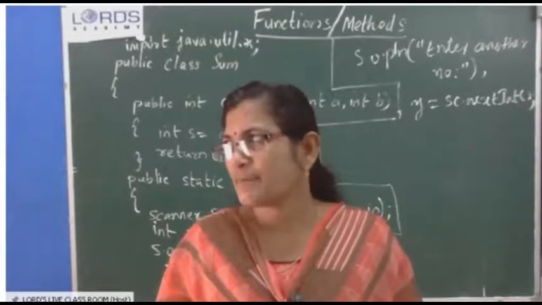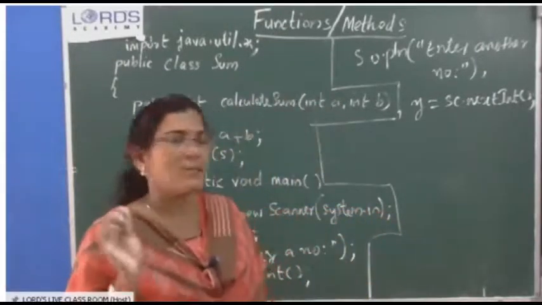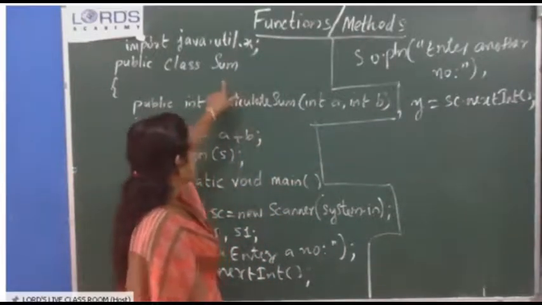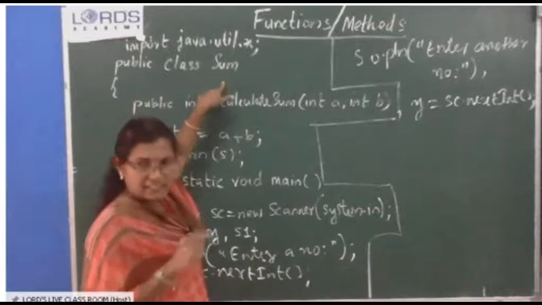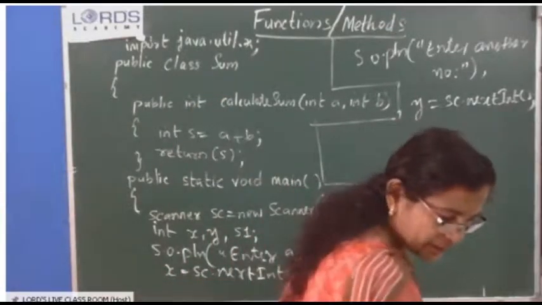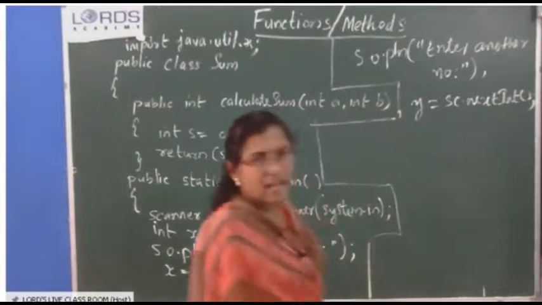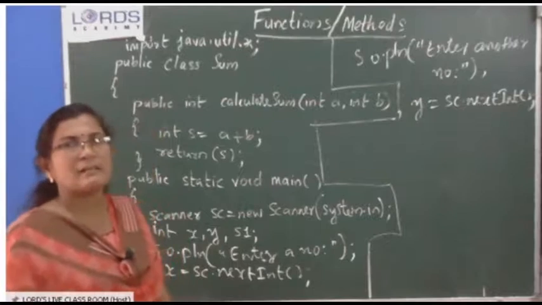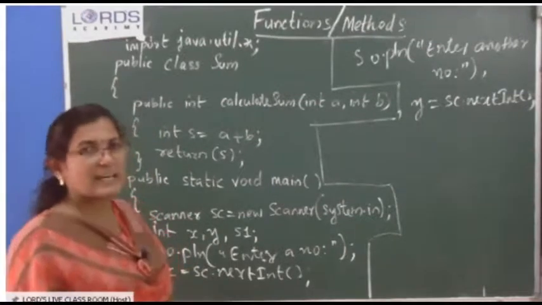How do you create an object of the class? To create an object of the class, the syntax used is class name, space, object name equal to new class name followed by empty parentheses. Actually, it is the constructor we are calling. Later on, in the coming chapter, we will learn about constructors.